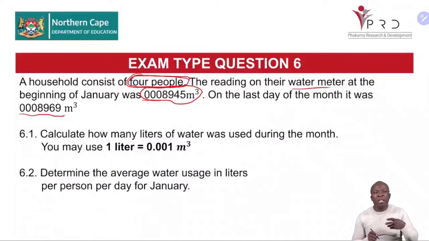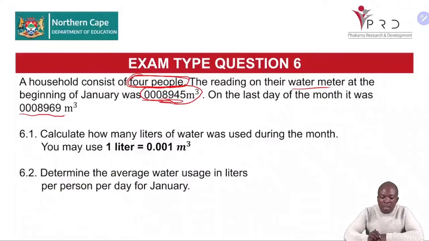So it has shifted, it has moved. Remember the water meter, or like the electricity meter, we are not allowed to tamper with it. We cannot make it go backwards. It keeps on adding. Whatever we have used, it keeps on becoming more and more and more. So when we started, it was 8945. Now it is 8969. So look at what the examiner is asking you now. It says, calculate how many liters of water was used during the month. Liters.